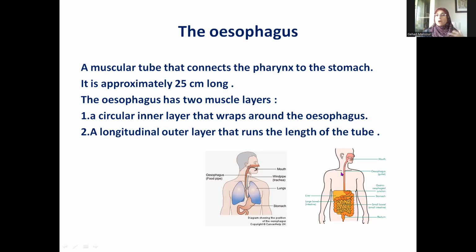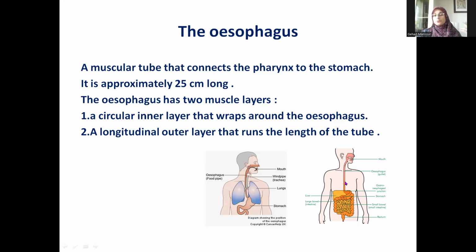The wall of the esophagus is muscular. In the upper third, it's striated. In the lower third, it is totally unstriated. And in the middle, it's a mixture of the two. But if I ever ask you, you just say unstriated, involuntary, smooth muscles, because two thirds, the majority of the esophagus, are smooth, unstriated, involuntary.